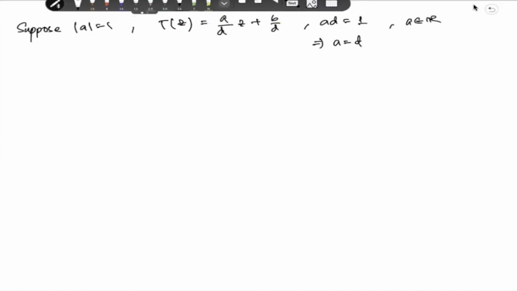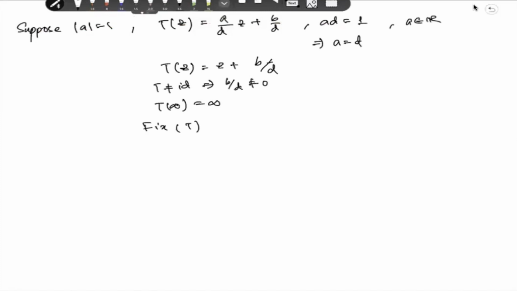So therefore Tz will be of this form: z plus B/D. And also note that T is not equal to identity. T not equal to identity implies B/D is not equal to 0. Therefore T is just a translation. So T of infinity is equal to infinity, and the fixed point of T is just the singleton set infinity.